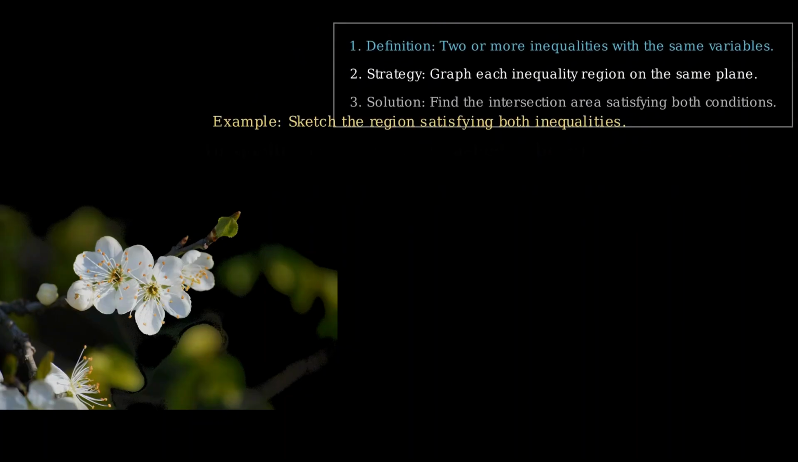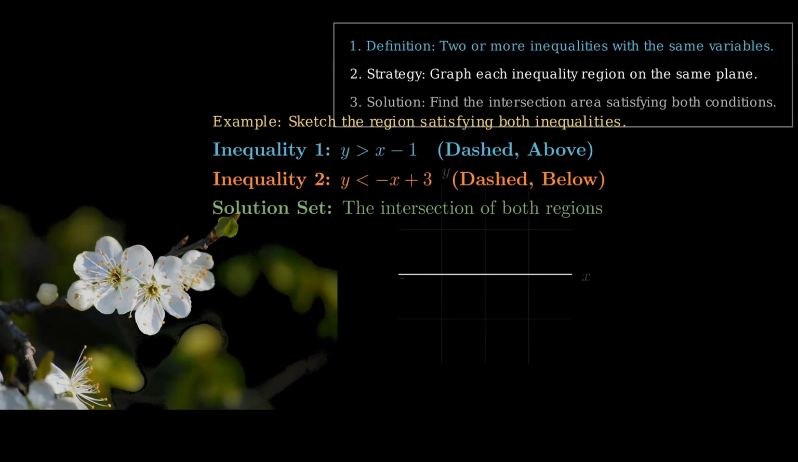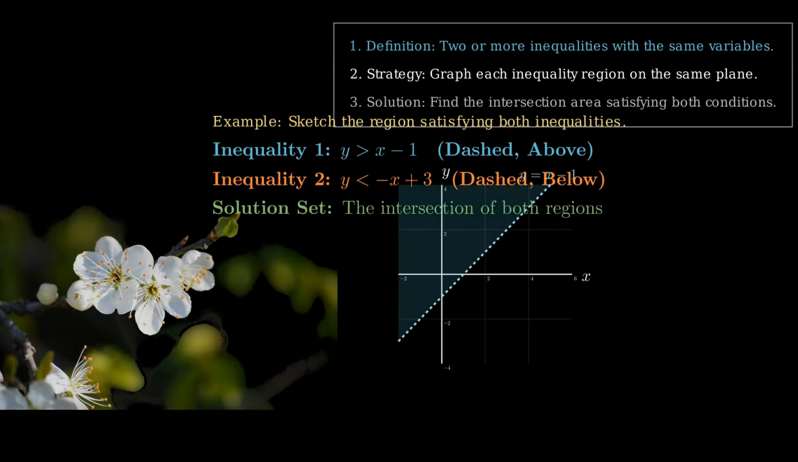Let's solve a system with two custom inequalities. y is greater than x minus 1 and y is less than negative x plus 3. We will graph the first region, then graph the second region, and finally locate the exact boundary where they completely overlap.